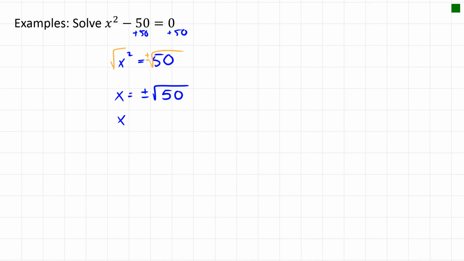Except that 50 actually has a perfect square in it. We can simplify this. 50 is 25 times 2, and the square root of 25 is 5. So we can write this as a simpler radical, plus or minus 5 times the square root of 2. So again, there are two solutions. One solution is x equals positive 5 root 2, and another solution is negative 5 root 2.